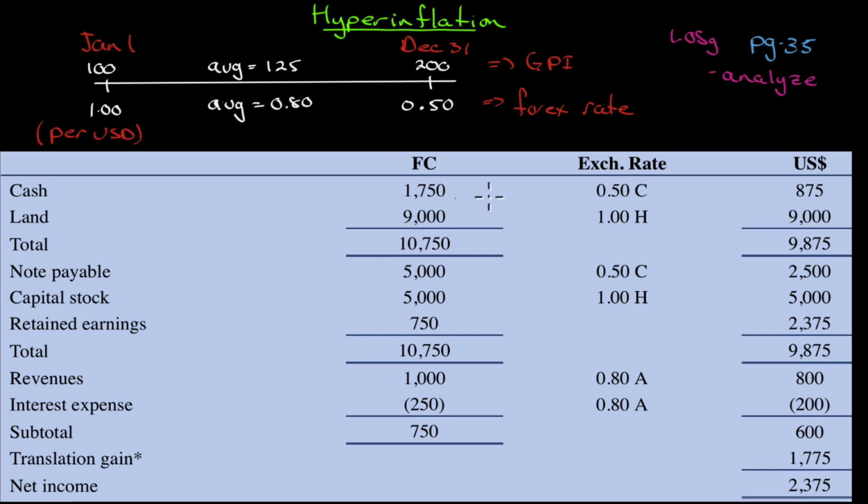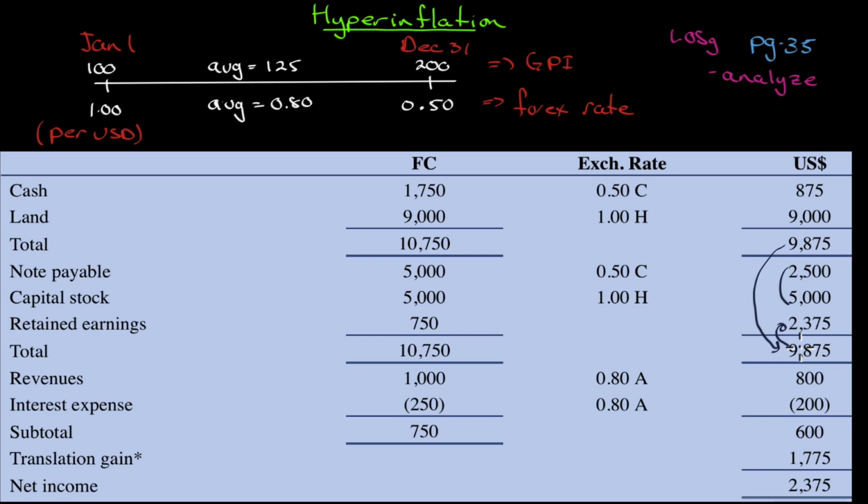So cash is monetary, current rate, 875. Land is non-monetary, historical rate. The note payable is monetary, gets converted at the current rate. And the capital stock is non-monetary, gets converted at the historical rate for $5,000. So how do we do this? We got 98.75. So what we do is we put 98.75 down here. We've got 7,500, and we can then impute this value.